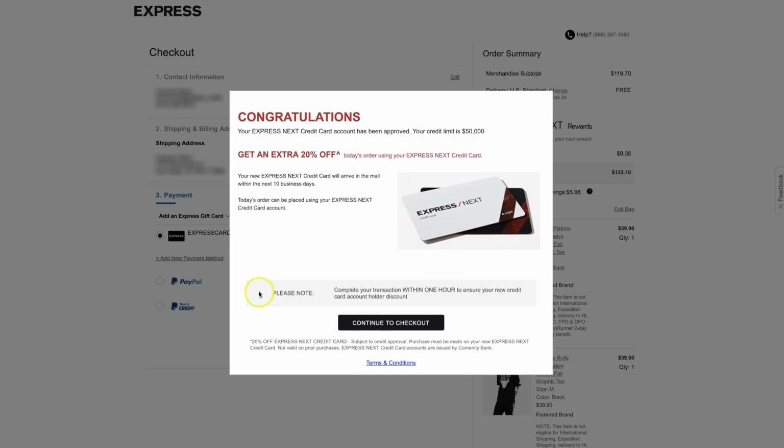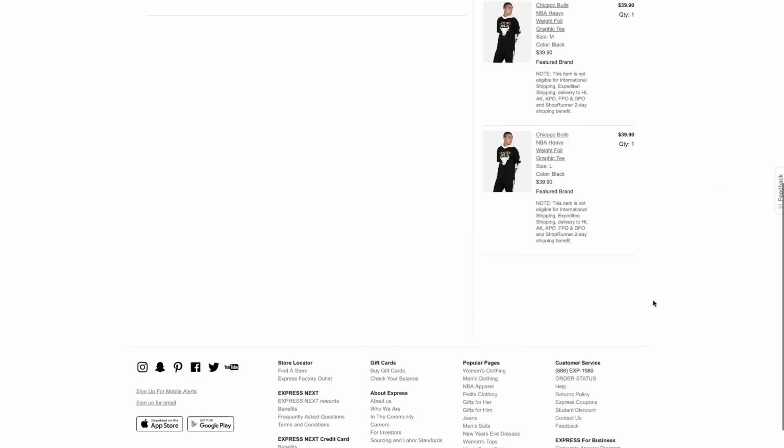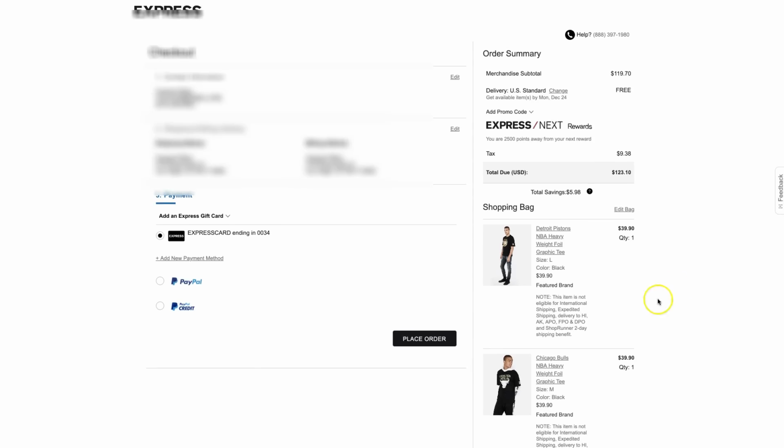One more thing, right here you see what says continue to check out. So at this point, you go to your checkout, but you don't have to purchase the stuff we just bought. That's why I want to make that clear too. So we're gonna continue to check out. And then right here, see what say place order. Now you just cancel all that out. And your credit card is on the way.